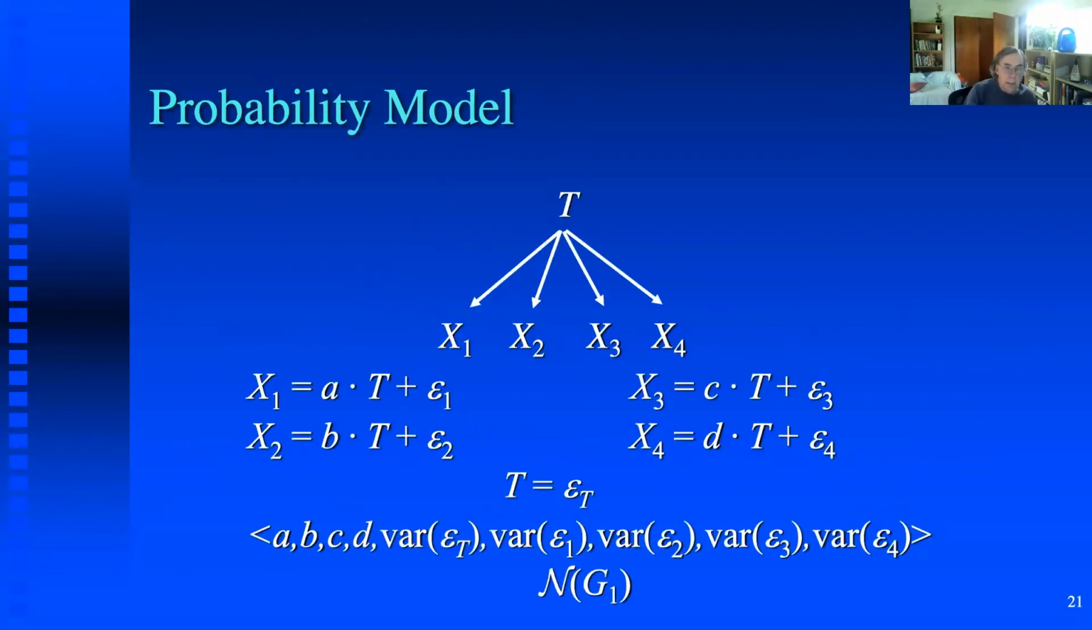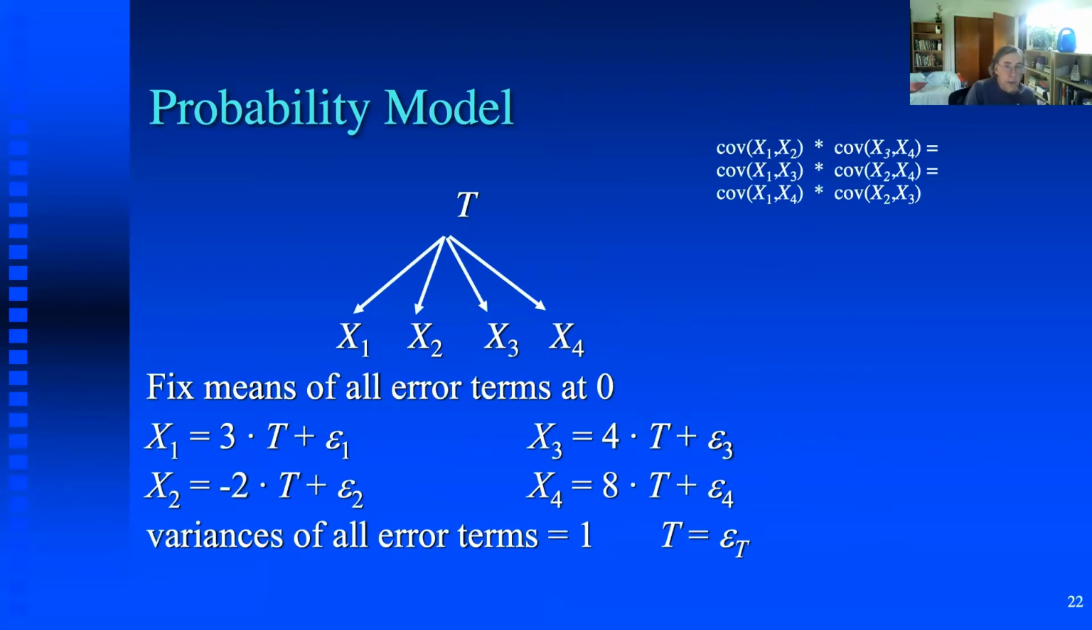And the probability model I could get would be via structural equations. I could say that x1 equals a times t plus epsilon 1. And then I have my 5 equations. And then I could also simply assign real values to A, B, C, and D, the variances of the error terms, and then I would have a multivariate Gaussian model.